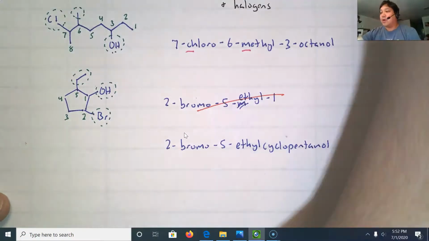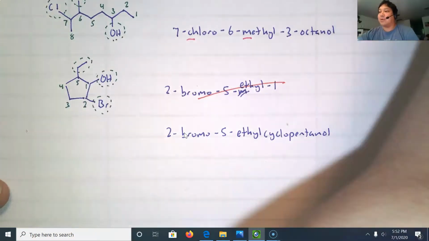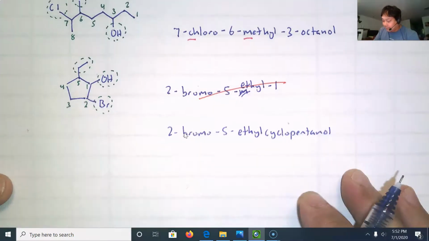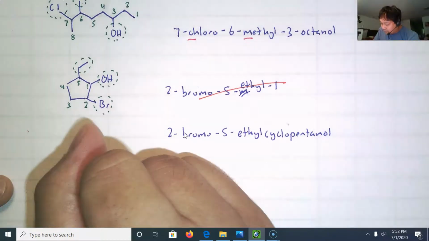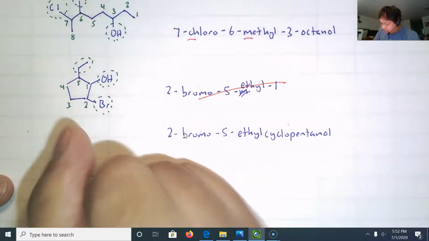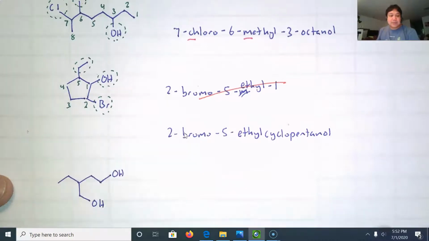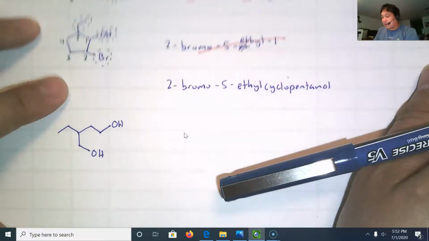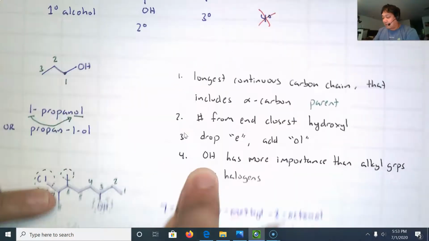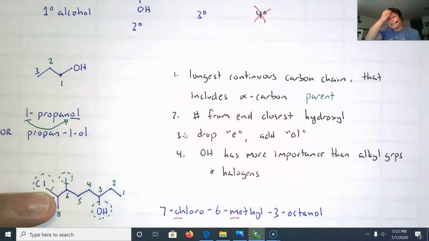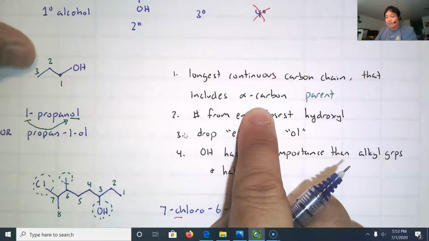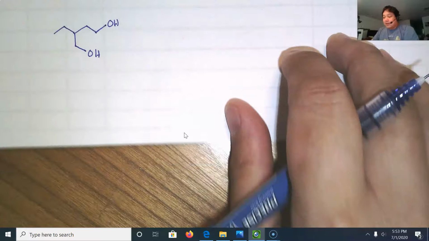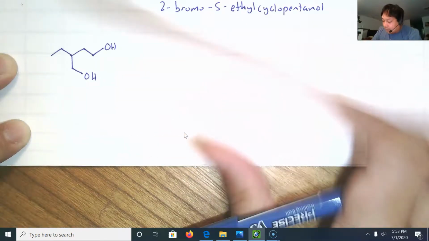Let us do one more example. And we're going to have multiple hydroxyl groups. This is where we're going to have to be careful and follow rule number 1, that the parent chain has to include the alpha carbon. And if you have more hydroxyl groups, you have to include all the alpha carbons. To avoid any mistakes, I'm going to put my dots.